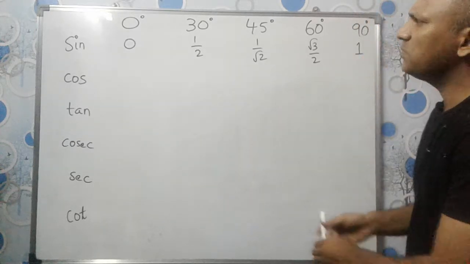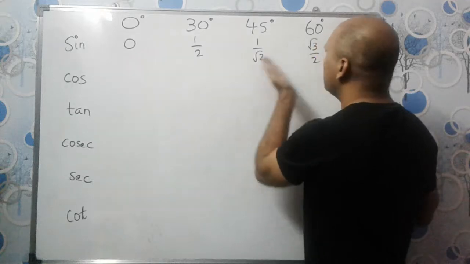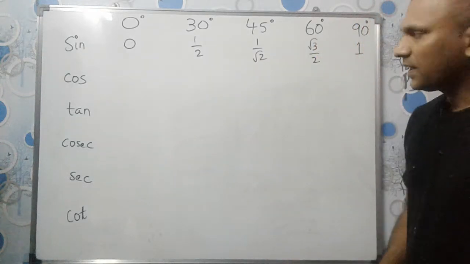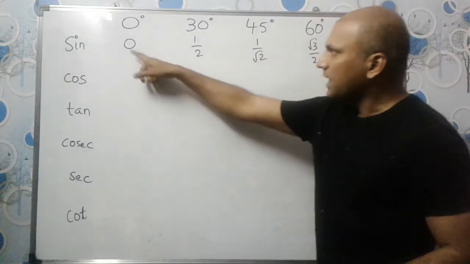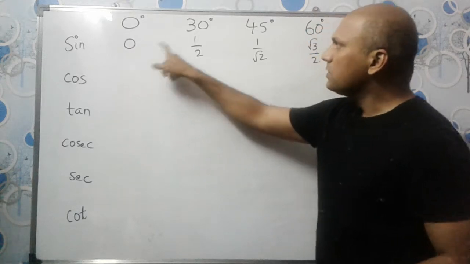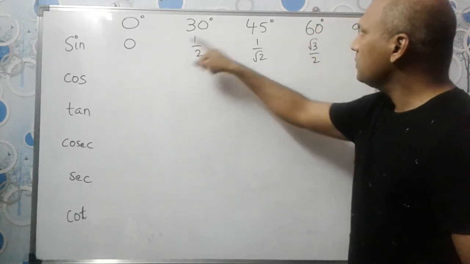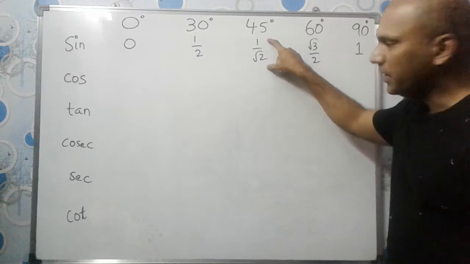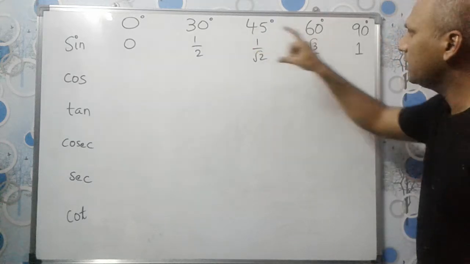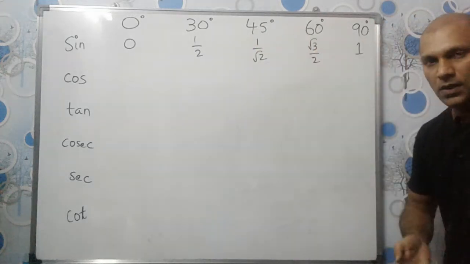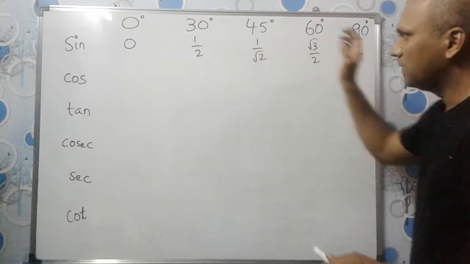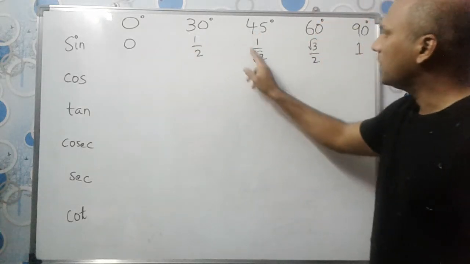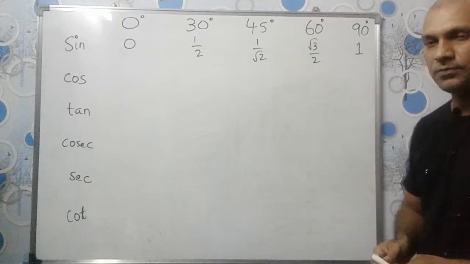This is one of the tricks. Okay. But my advice is remember it like a phone number: 0, 1 by 2, 1 by root 2, root 3 by 2 and 1. Okay. So sine 0 degrees will be equal to 0, sine 30 degrees will be equal to 1 by 2, sine 45 degrees will be equal to 1 by root 2, sine 60 will be root 3 by 2, sine 90 will be 1. Okay, I hope the first line is clear. 0, 1 by 2, 1 by root 2, root 3 by 2, 1.